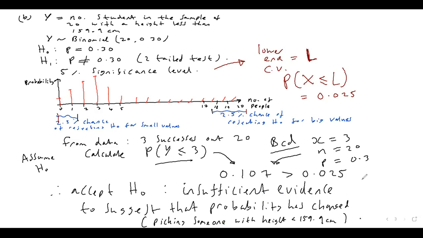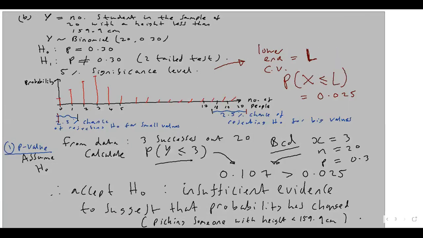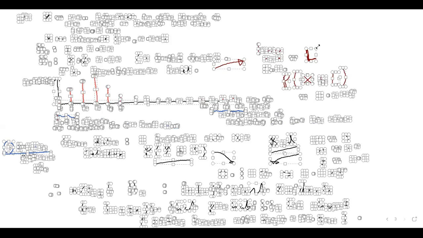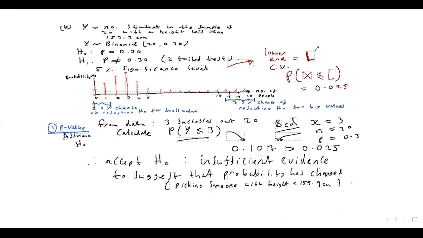We call this method here a p-value test. Now, you may have been taught another method in school, so I'll just put here that method number 1 is a p-value test, where we work out a probability value. You may have been taught a different method, and I'm going to go through that as well, because different people have different ways of doing these kinds of tests, and there are 2 methods that we can use.